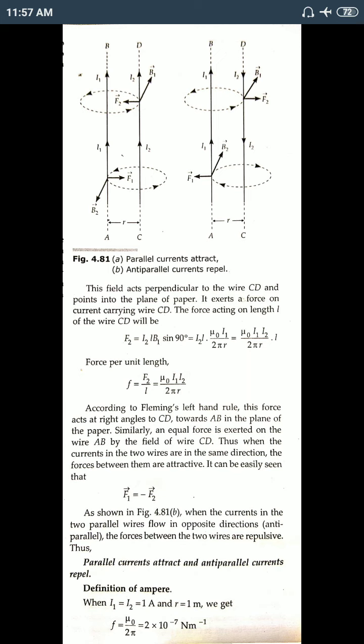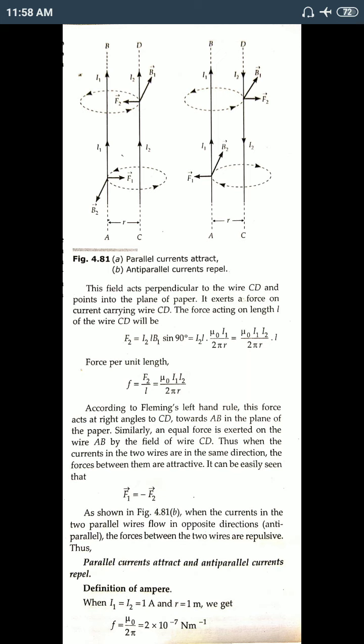And if we find out the force per unit length, that is small f, that equals F2 by L. Per unit length, the force small f equals F2 by L, and only L is cancelled, so f equals mu 0 I1 I2 by 2 pi r.